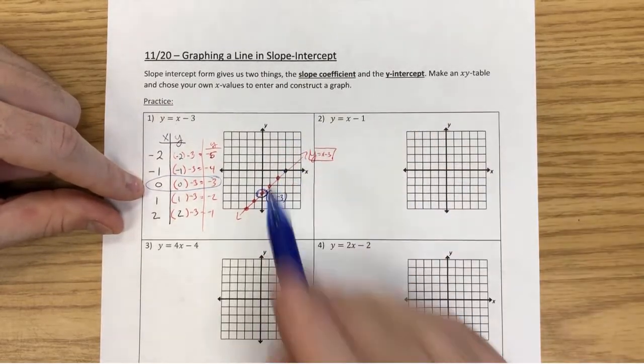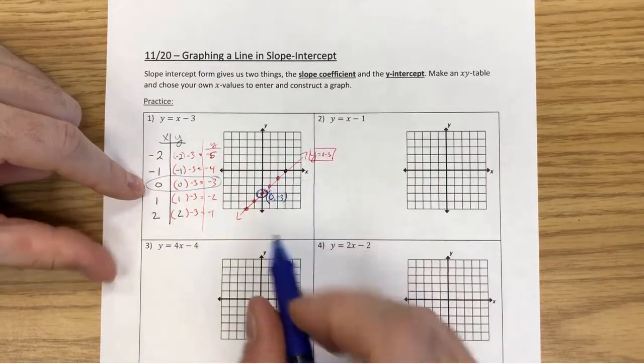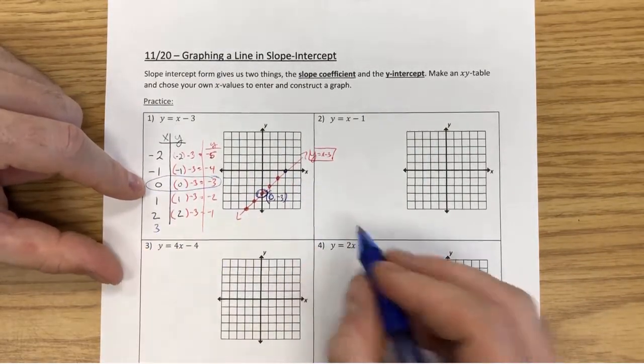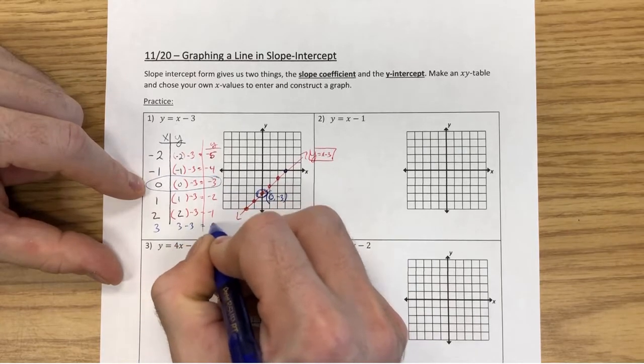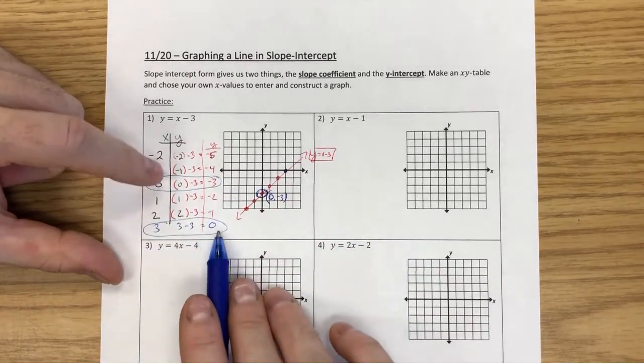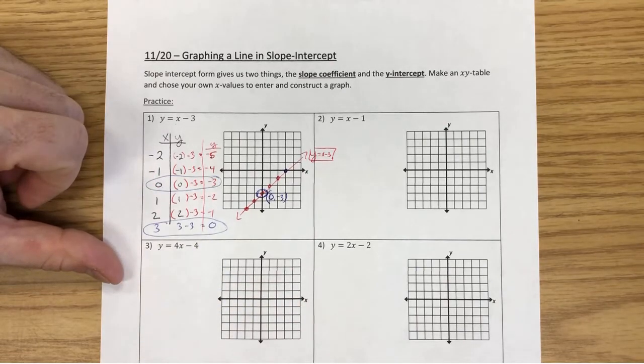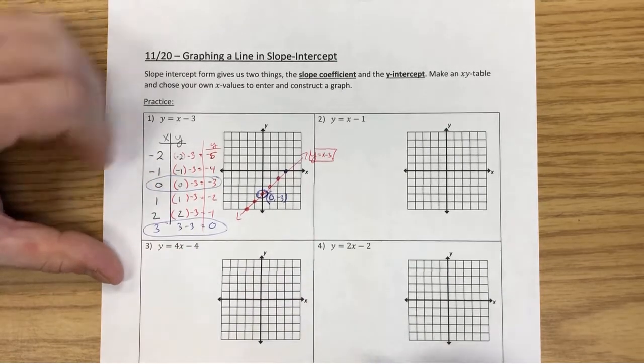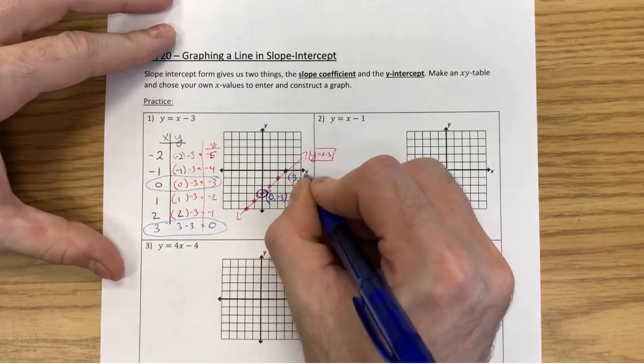But let's try out and see if I plug in 3, so if I say 3 minus 3, do I get a 0? And yes, I do. So there's my other intercept. My intercepts are wherever there's a 0 in the graph, or a 0 in the table. So I'm going to list this as 3, 0.